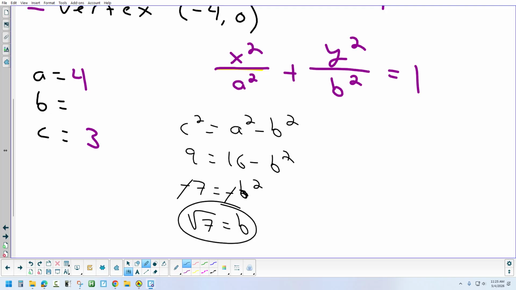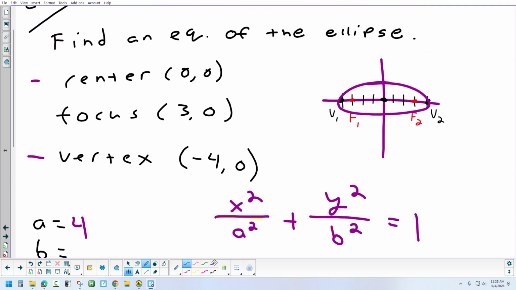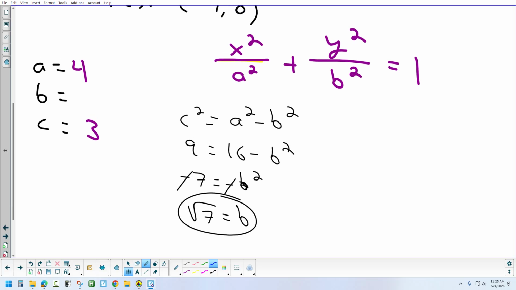Now, visually, that number tells us the distance from here to here. I don't know if I drew that to scale, but it should be square root of 7 units up and down to get to the top and the bottom of the ellipse. But we're not sketching it. The important thing we need that for is the formula. So b is the square root of 7. So what's going to be the equation for my ellipse when I fill in the a and the b?